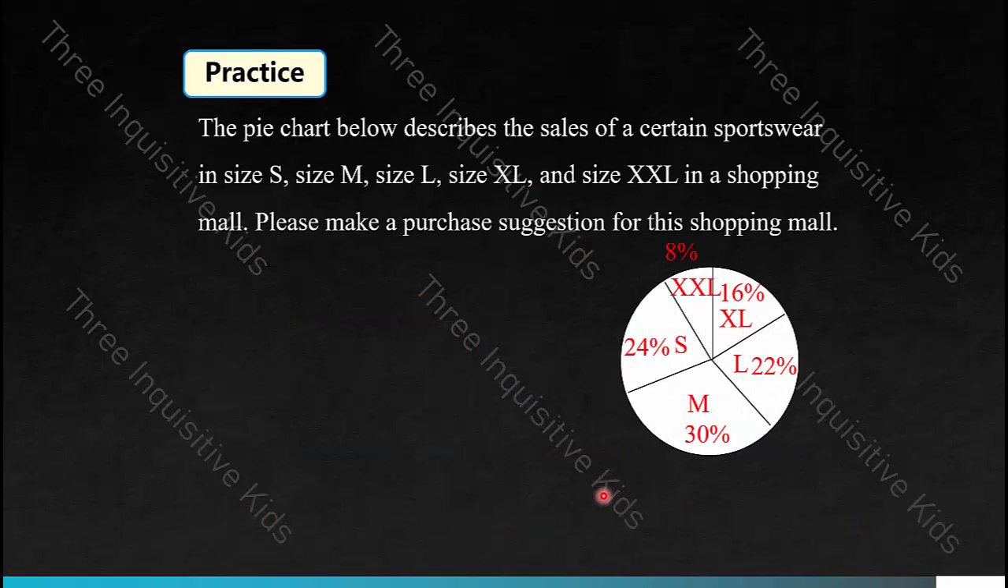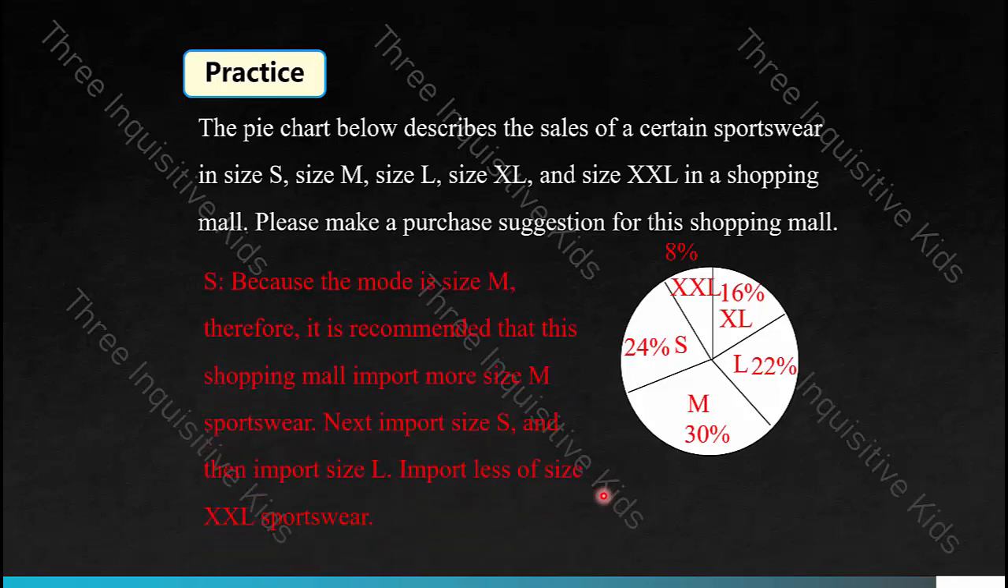The pie chart. Oh, so this is another very similar problem. The pie chart below describes the sales of a certain sportswear in size S, M, L, XL, and XXL in a shopping mall. Please make a purchase suggestion for this shopping mall. Because the mode is size M, and M is the most frequently bought size, it is recommended that it imports more size M sportswear. And next, import size S and then size L. Import less of size XXL sportswear as that is the least bought size.